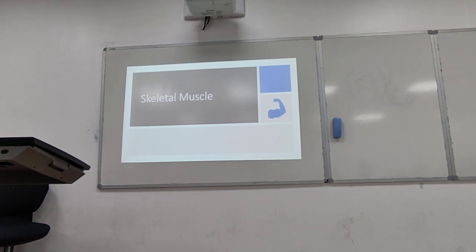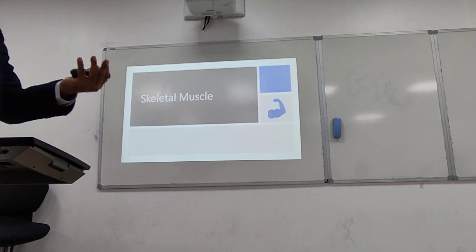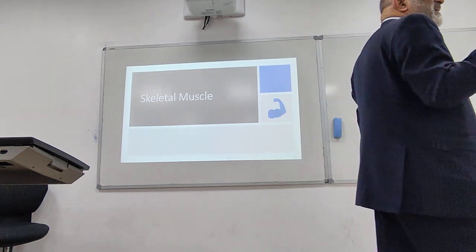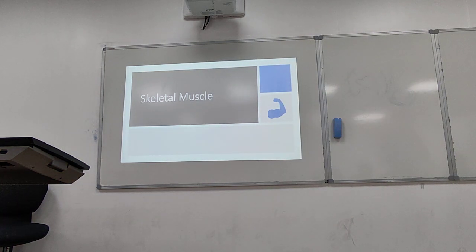Now, we have two excitable tissues in the body. You will be surprised at what I am saying. Skin is not an excitable tissue. Our excitable tissues are either nerve or muscle. And the muscles are 3 types: skeletal muscle, smooth muscle, cardiac muscle. So technically only nerve and muscle are the excitable tissues.